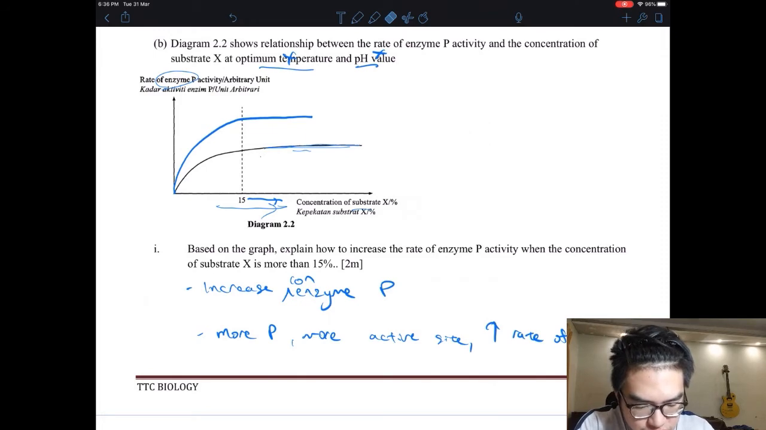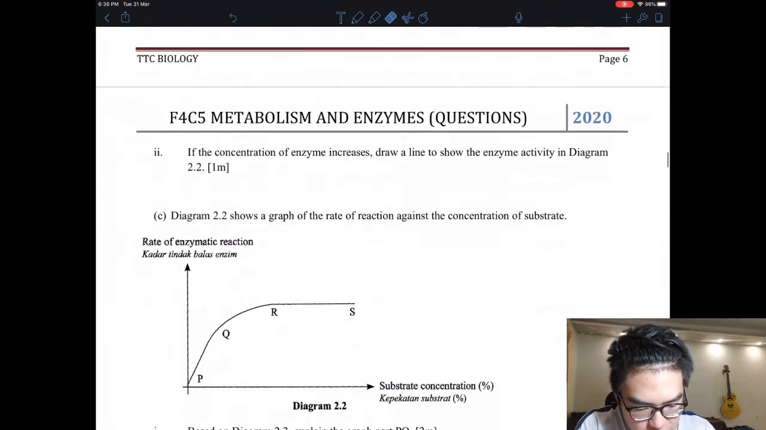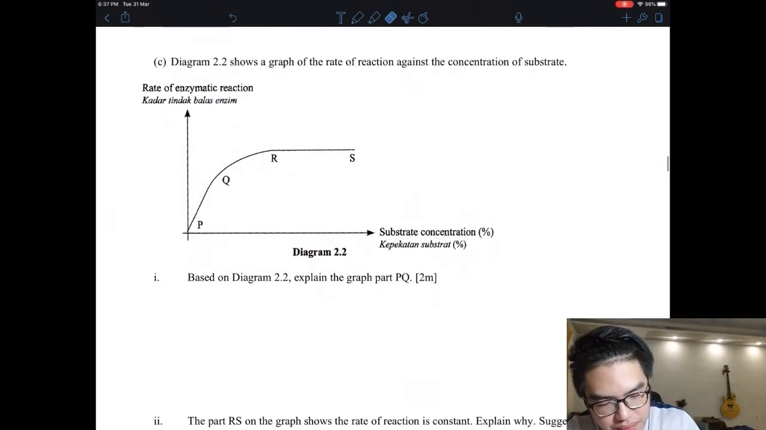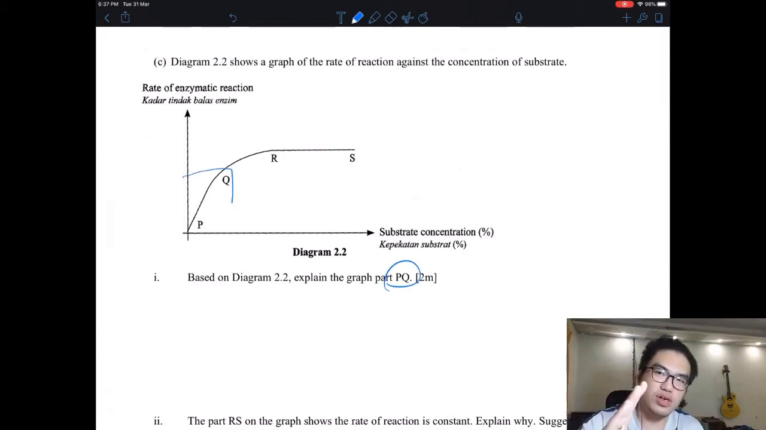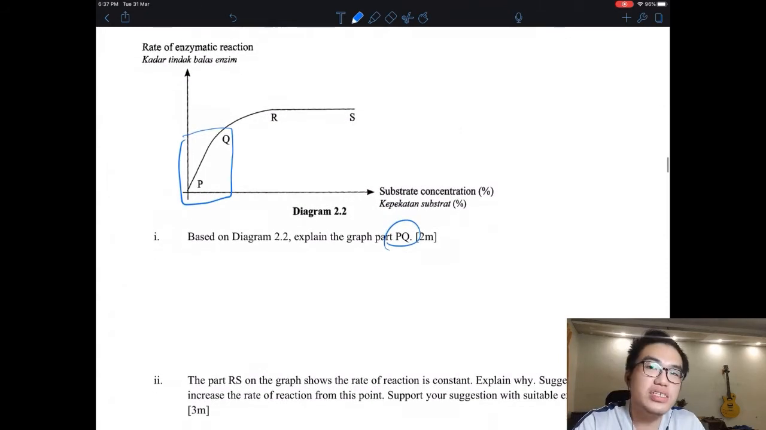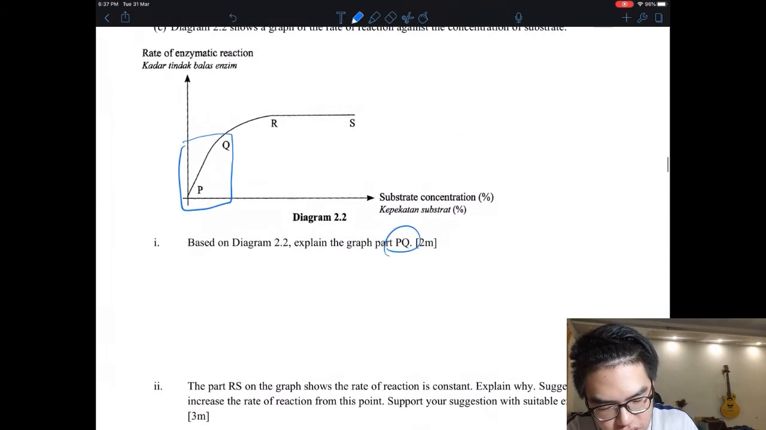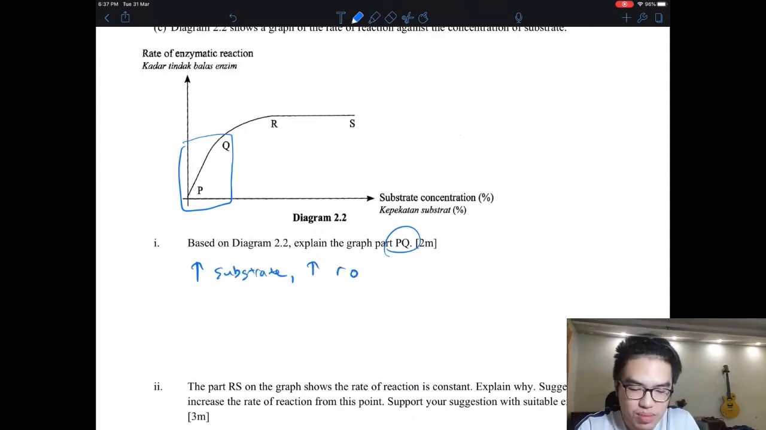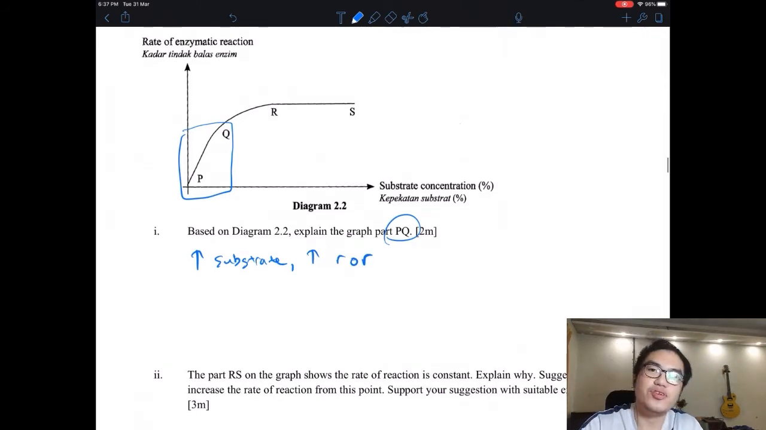So C, again the graph, they ask you to describe part P and Q. They only want this part. They don't want the flattened part, they want the curve going up part. So explain what happens here. First tell me what happens. When you increase substrate, you increase the rate of reaction. The more the substrate, the higher the reaction goes.